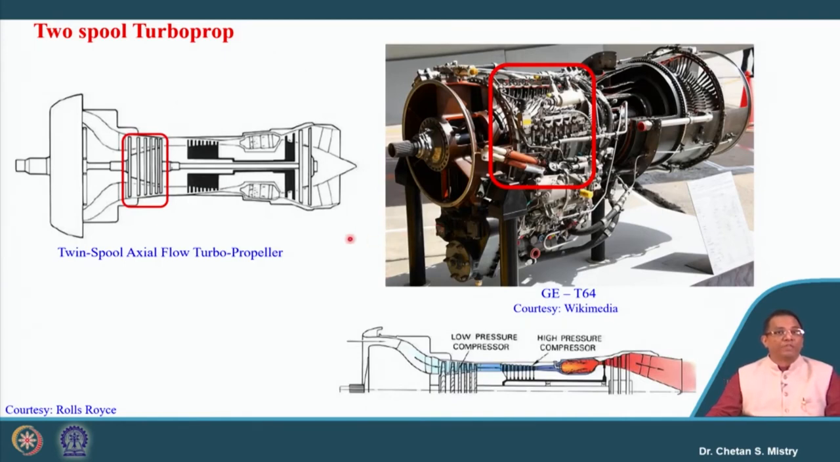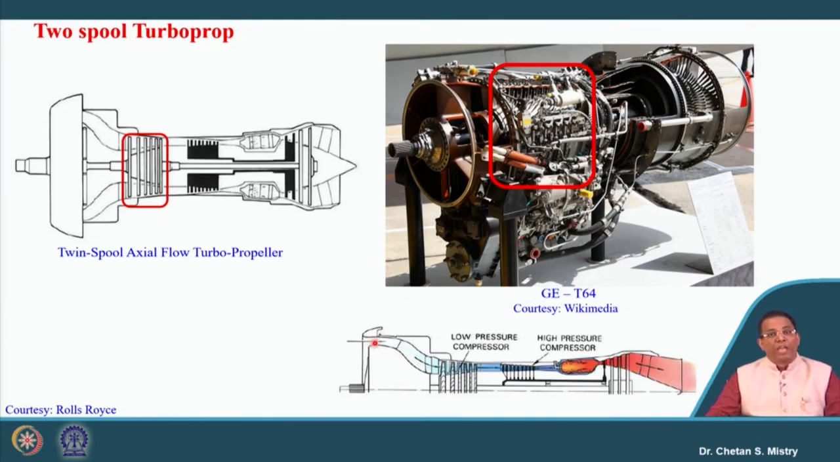Here in this case, we have a two spool configuration in which our HP turbine is connected with the HP compressor. We have the LP turbine, which is connected with the LP compressor as well as our propeller shaft. So this is representing the cut section. You can see we have, say, more axial compressor stages. So this is representing how my flow is going inside.